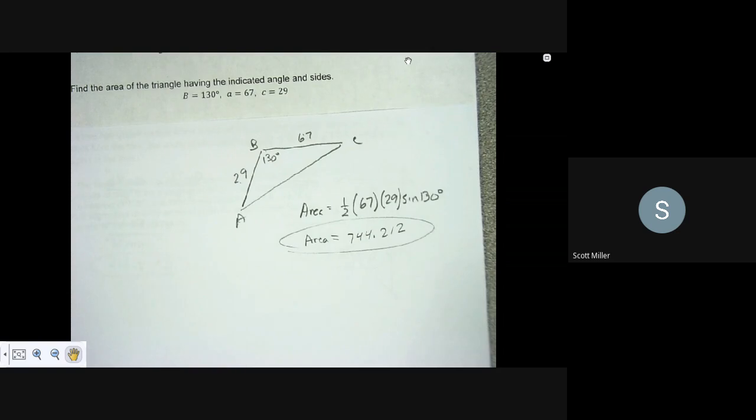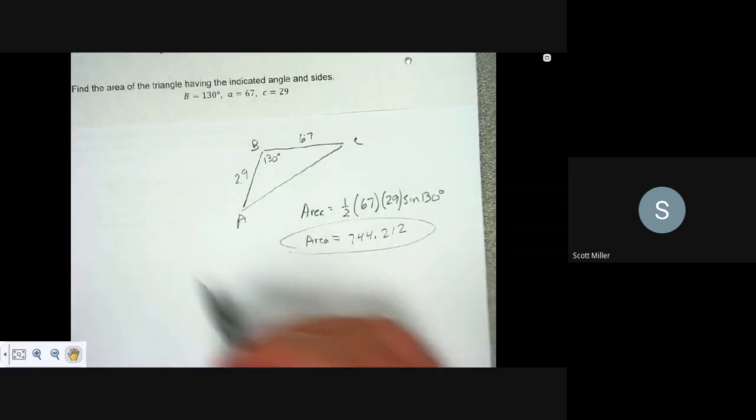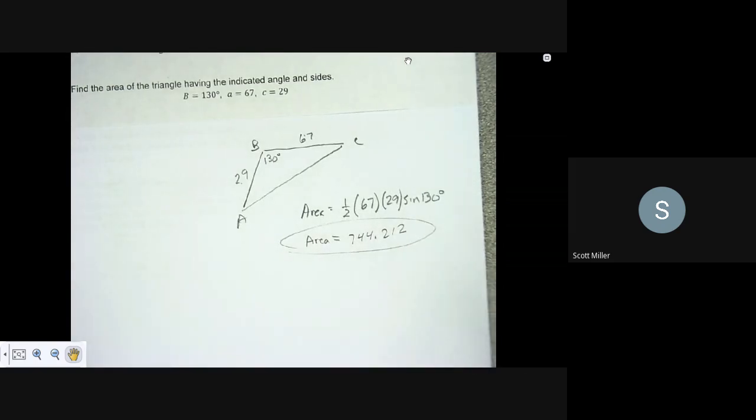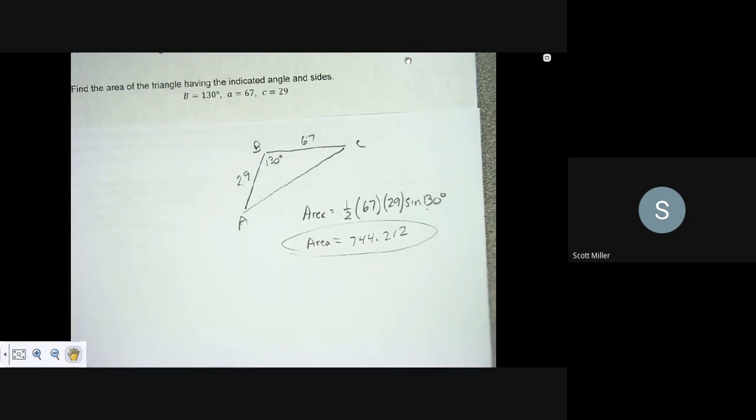Okay. And so this is the law of sines, and this is finding the area using the area formula for a triangle, the trig formula for the area of a triangle. And all of these will be test questions on our next test.